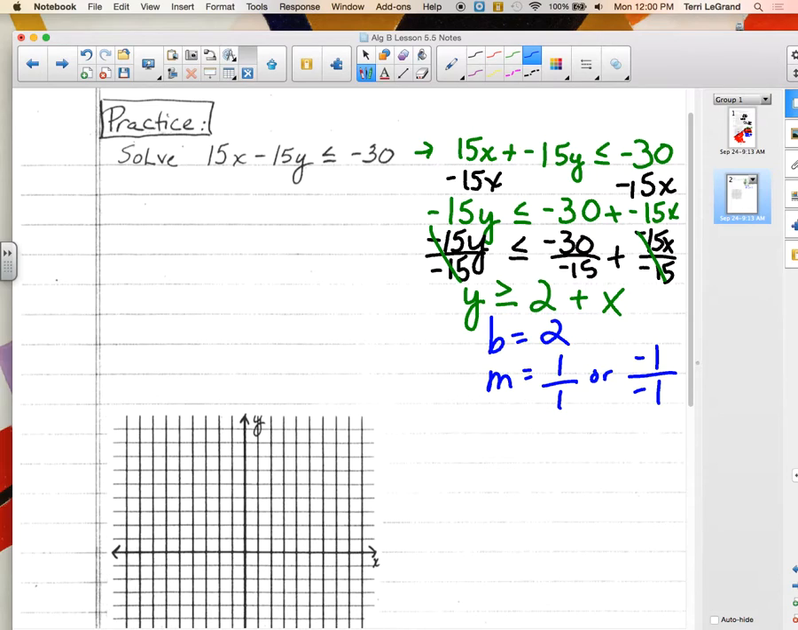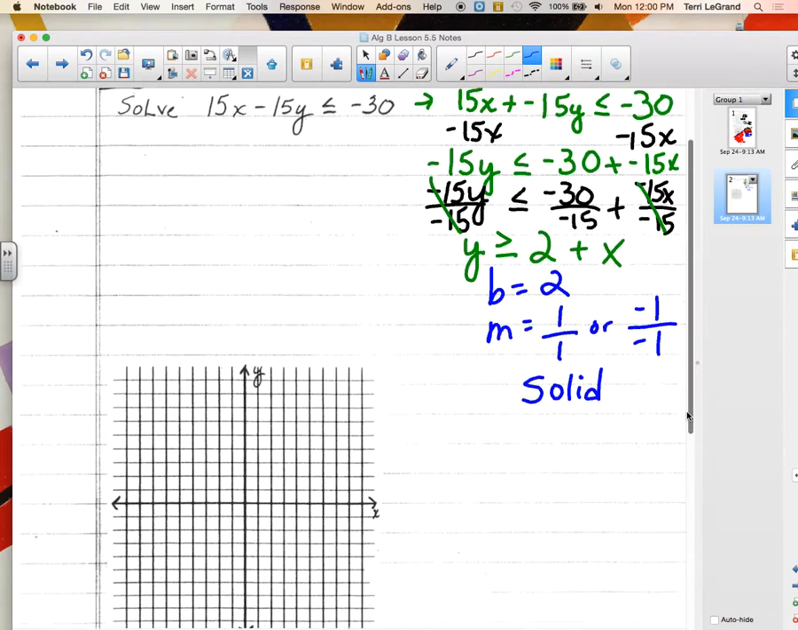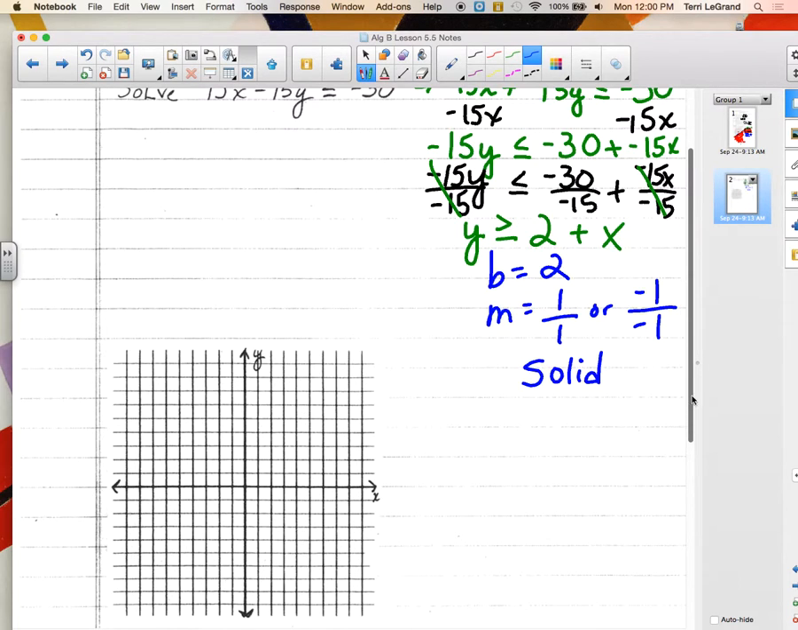One more decision before we go to graphing. Dashed line or solid line? Solid. Solid because why? It's equal to. Because the equal to bar is there. So this time we want a solid line. Okay? So go ahead and graph your boundary line.